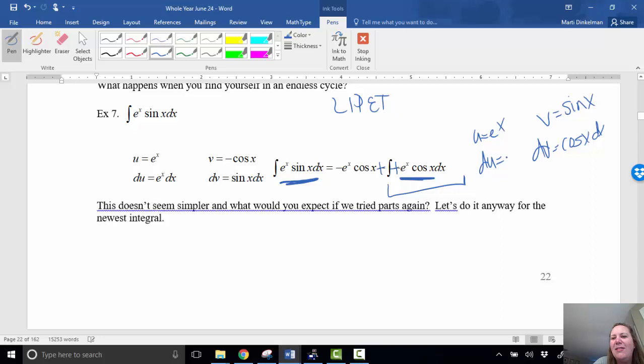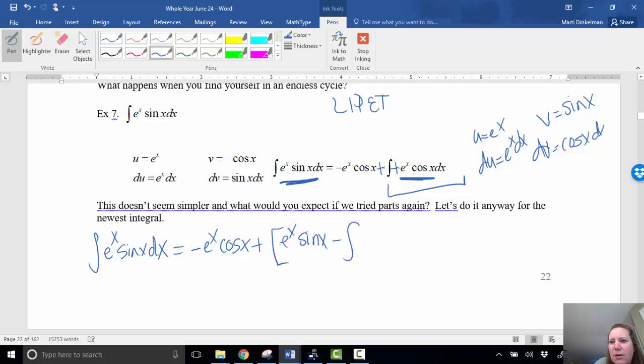Okay, so antiderivative and then derivative here. All right, we're going to start from the beginning. So my original integral is e to the x sine x. And then looking at what I got for my first ultraviolet voodoo, so negative e to the x cosine x plus, this time, and here's our new ultraviolet voodoo, e to the x sine x minus the integral of e to the x sine x dx. Okay, so as suspected, I'm basically back at the beginning.